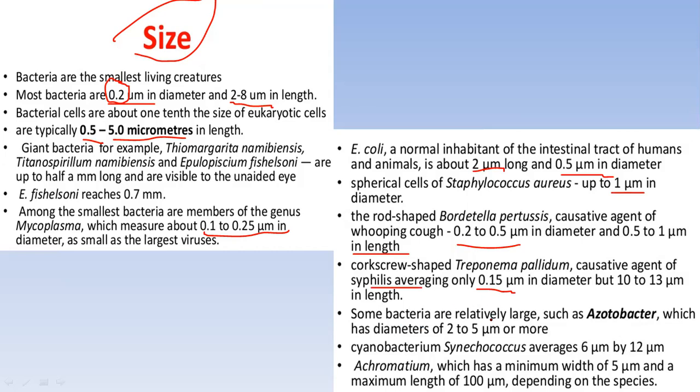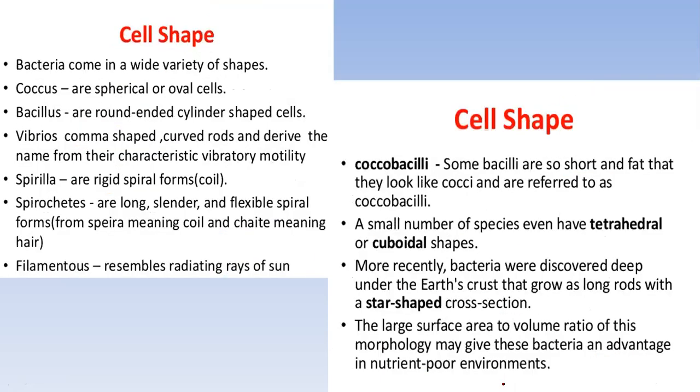length. If we see some that are relatively large, like Azotobacter, which has a diameter of 2 to 5 micrometers, that is too much, and Cyanobacteria, they are 6 to 12 micrometers. Achromatium is 5 micrometers up to a maximum length of 100 micrometers depending on the species, which can be easily seen through the electron microscope as well as highly defined light microscopes.